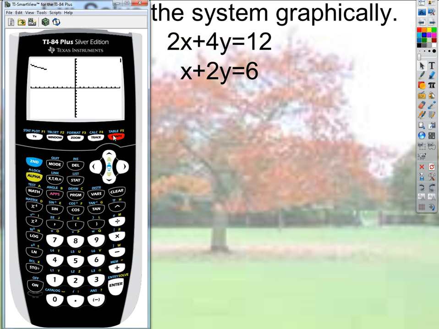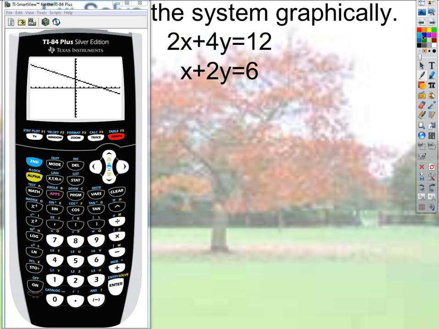Okay, got another one for you. Let's try this one. Okay, we got that one done. Now try this one. What if we had 2x plus y equals 10 and y equals negative 2x minus 5? Okay, we're going to solve that system on your calculator. Okay, let's try that one.